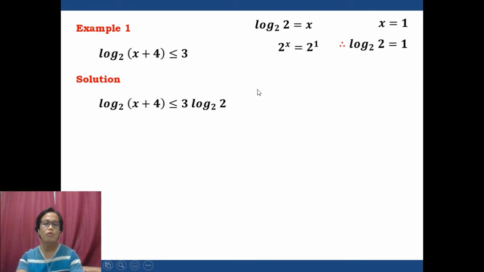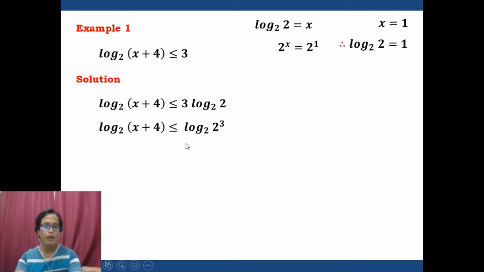The purpose is so that we can apply the first rule of solving logarithmic inequalities. We now have log base 2, but before that, we need to express this side of the inequality using the power law. Since we have the 3 here, this 3 becomes the exponent of 2, so we apply the power law. We copy the side of the inequality: log of x plus 4 base 2 is less than or equal to log of 2 cubed base 2. As you have noticed, the 3 becomes the exponent of 2.